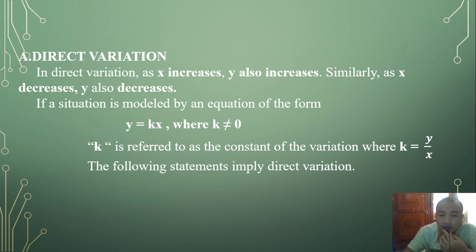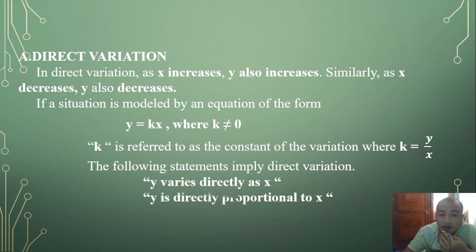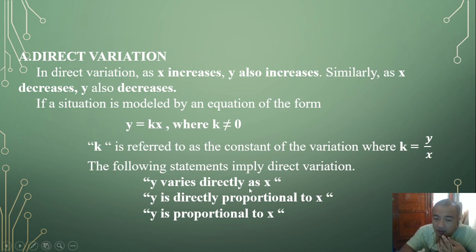So we have here the following statements that may imply the direct variation. Y varies directly as x. So direct variation yan. That statement is an example of a direct variation statement. Another direct variation statement: y is directly proportional to x. Right? And another, y is proportional to x. Okay. So basta may directly, or simply proportional to x, that means it is a direct variation. And always remember, its equation is y equals kx, where k is not equal to 0.